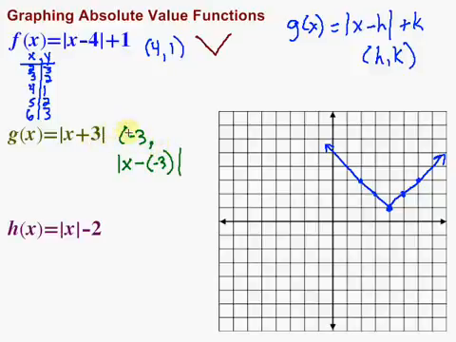Then I look for the k. Well, there's nothing else out here. So what does that mean? Well, 0. Okay, so my vertex then is at negative 3, 0.